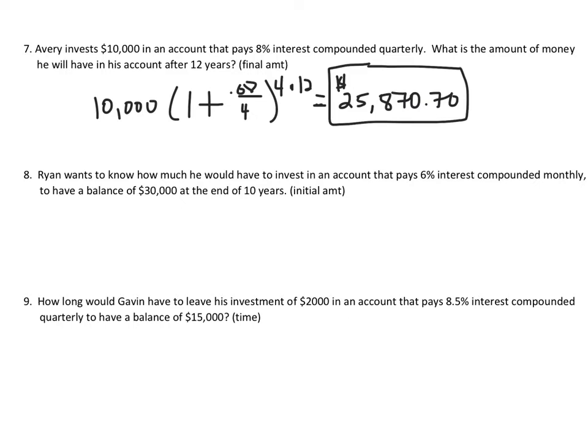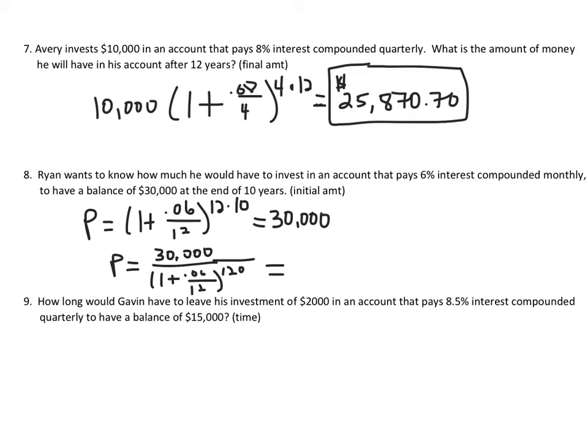All right, problem 7 is fairly basic. We take our principal amount of $10,000, and we're going to multiply that times 1 plus the interest rate, which is 8%. We're going to change that to a decimal, 0.08, divided by 4 because it's quarterly. So quarterly is 4. That's going to be our compounding period. And we raise that to the 4 times 12. So I just put this straight into the calculator just like this, and I get $25,870.70. And that's all you have to do for that one.